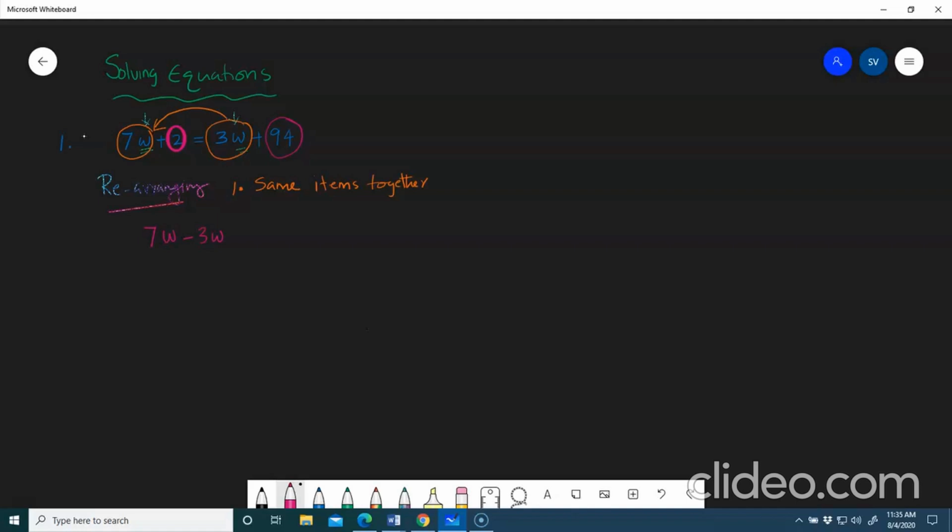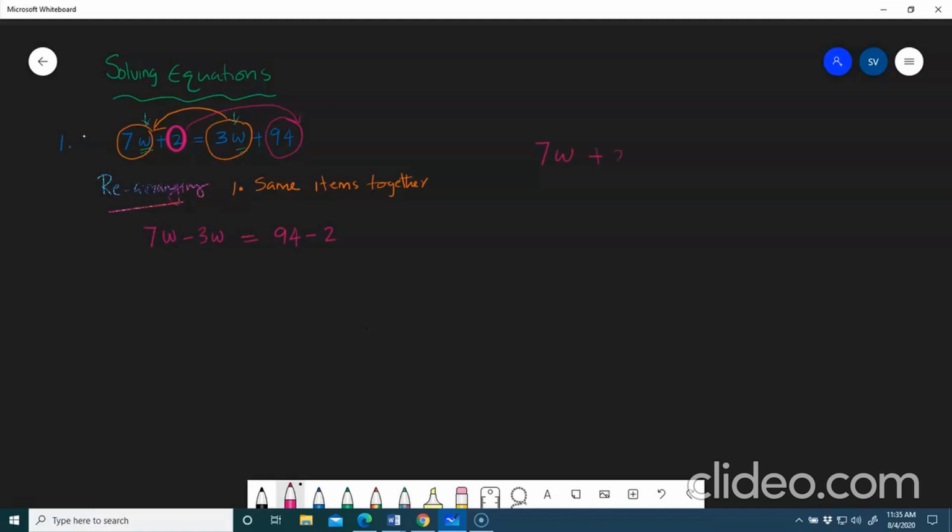But 2 is positive. When this 2 is moving to the other side, it will become negative. So equal sign 94 minus 2.